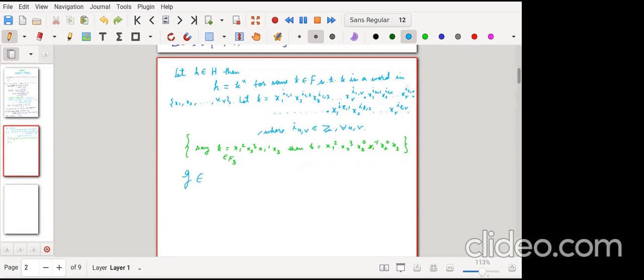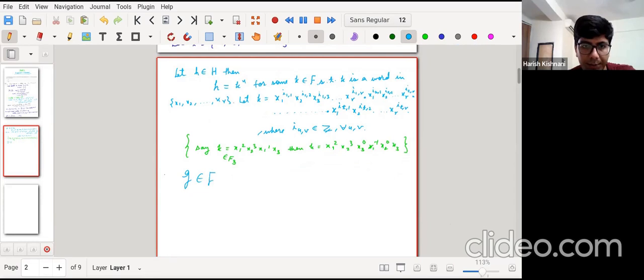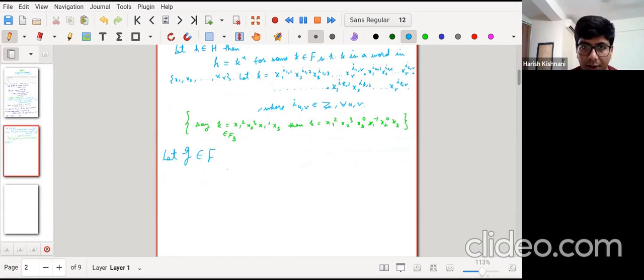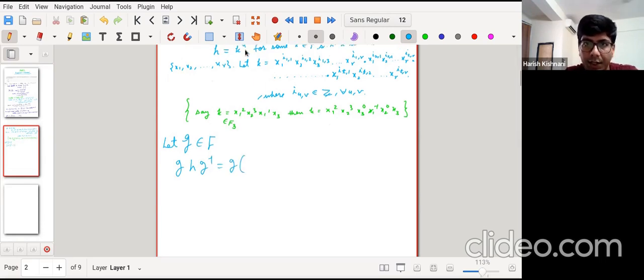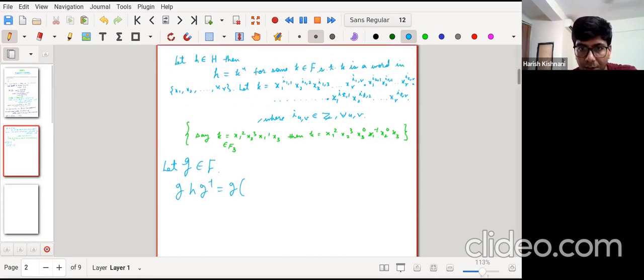No, sir. So let g belong to F. Then we need to check what is g h g inverse. So g h g inverse is nothing but g, then h is k raised to n, and k has this weird looking expression. Okay, so I need to write all these things again.